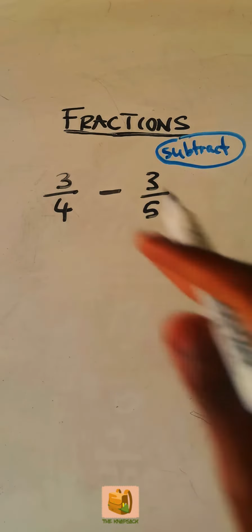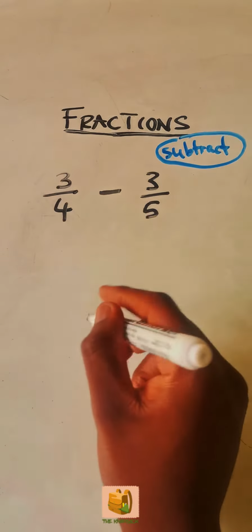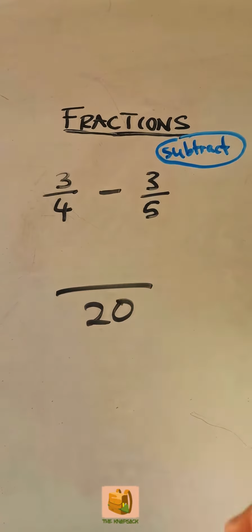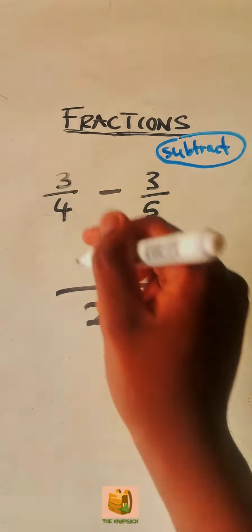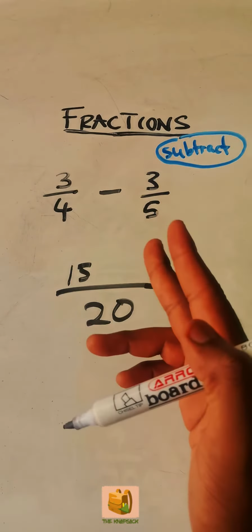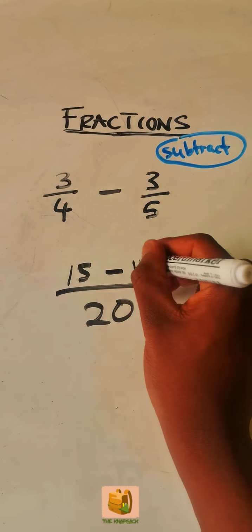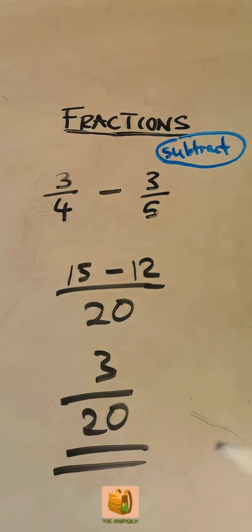Okay, now it's subtraction. You pretty much do the same thing. You look for the common denominator, which is going to be 20. Now, 4 into 20, that's 5. 5 times 3, that's 15. 5 into 20, that's 4 times 3, that's 12. Now you subtract, you get your answer, which is going to be 3 over 20.